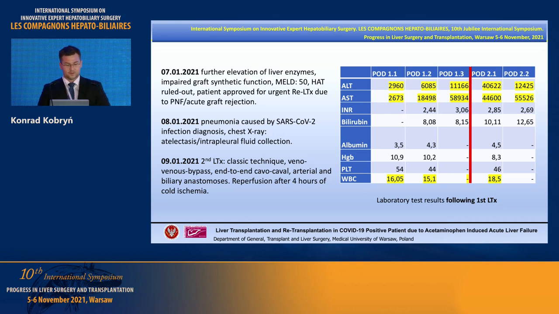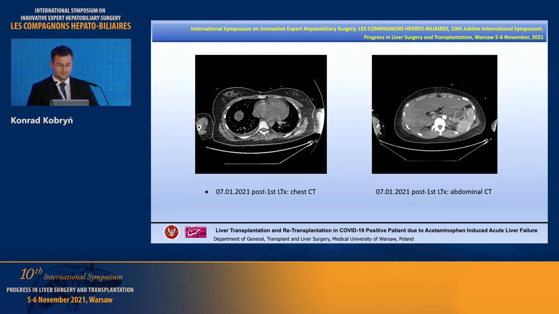Pneumonia caused by SARS-CoV-2 was advanced, and that was observed in the bedside chest x-ray with atelectasis, intrapleural fluid collection. And on the 9th, she received the second transplantation, again with the use of the veno-venous bypass, end-to-end cavo-caval and arterial and biliary anastomosis, but without any events. So the reperfusion was after 4 hours of cold ischemia.